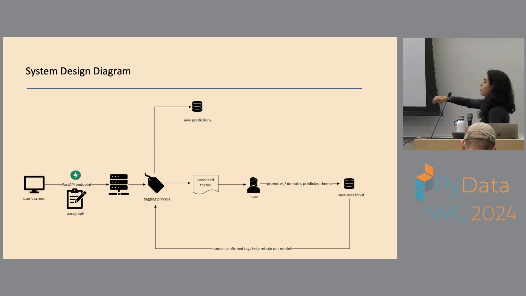So let's start with the system design diagram for this tool. We've talked about how it starts from the user's screen. So you've written up your report, you click the button that says, hey, go get me the things. That then is our fascinating endpoint, which runs our tagging process. Then the prediction is saved somewhere, and then the prediction is also displayed out to your screen to the user.